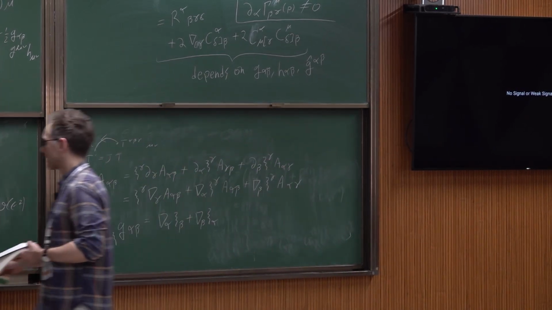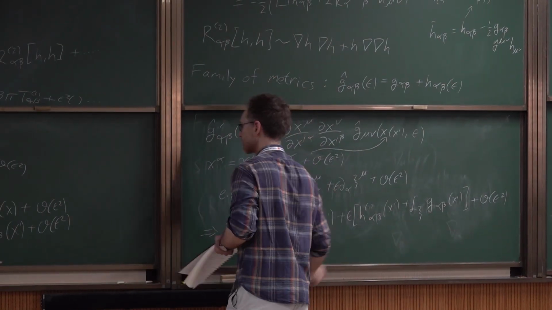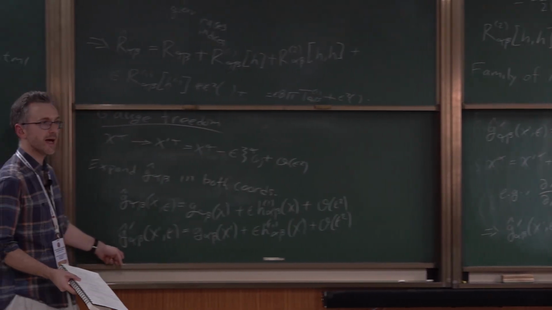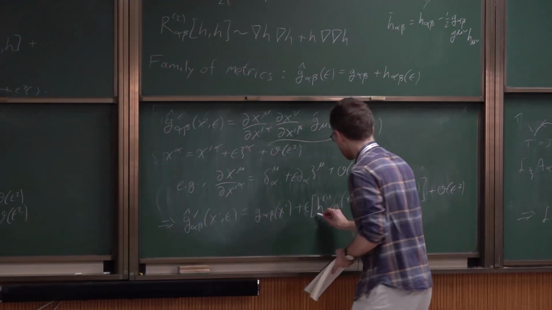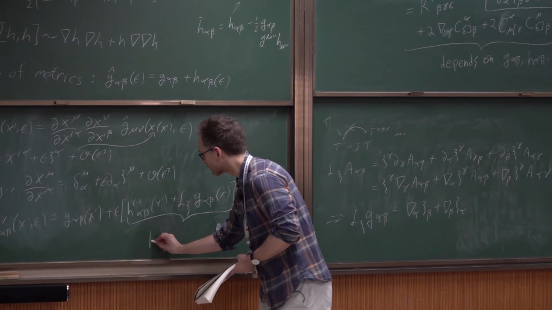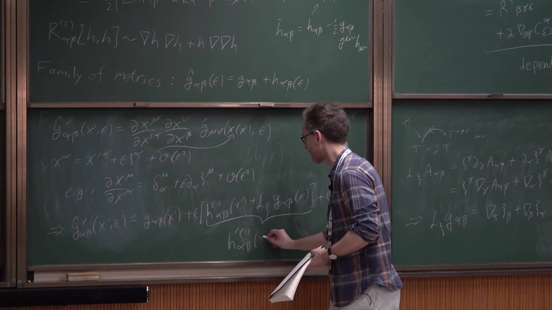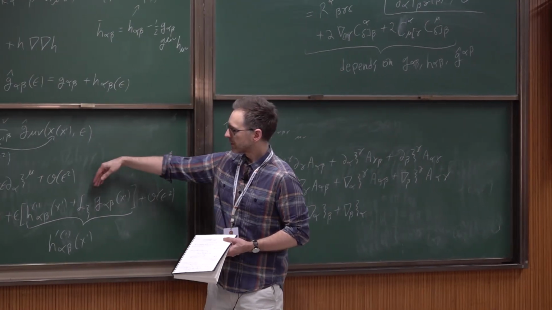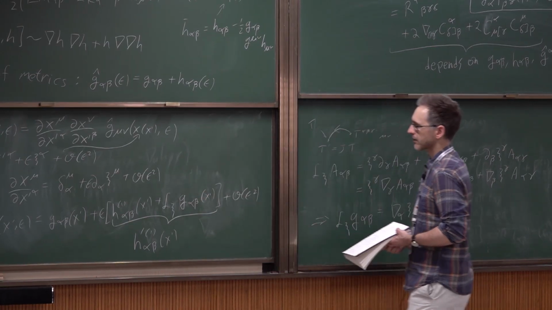Okay, so putting that all together, we now compare this expression to this expression for G hat prime. And that tells us that this thing in square brackets is H prime 1 alpha beta at the point X prime. So H1 under a gauge transformation gets shifted by this Lie derivative acting on the metric.